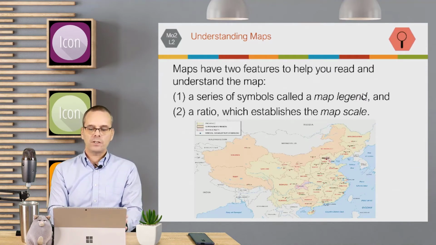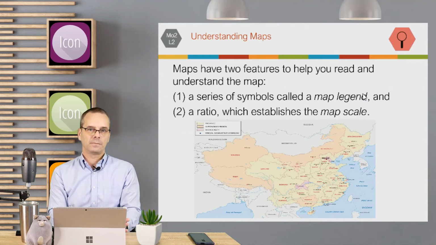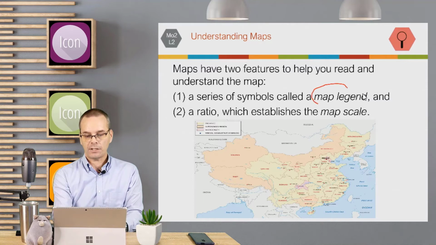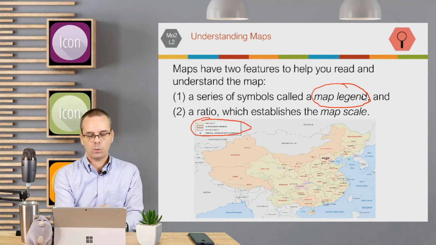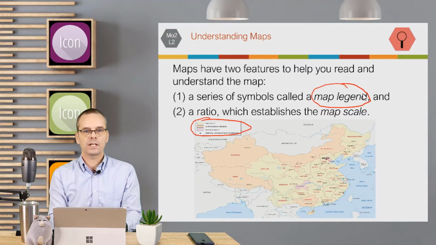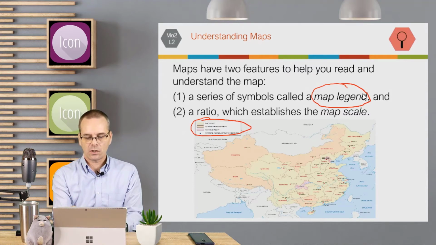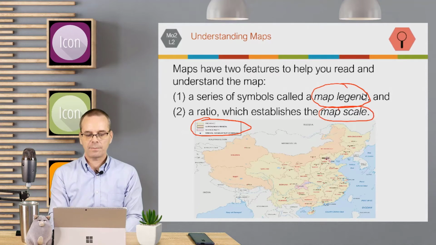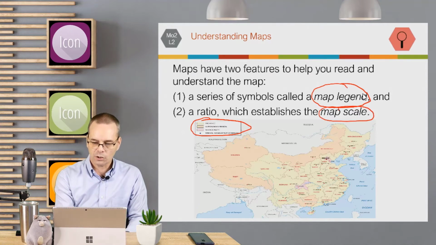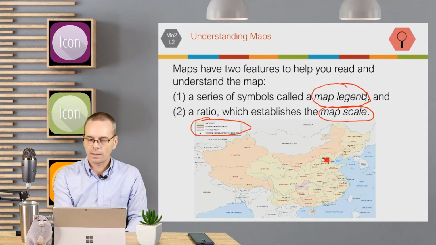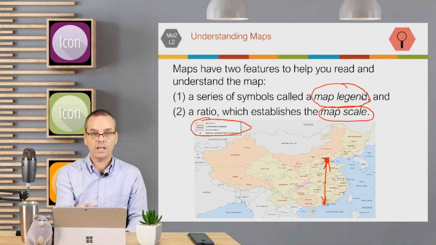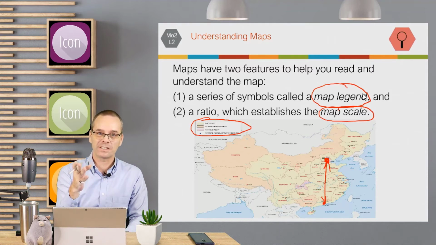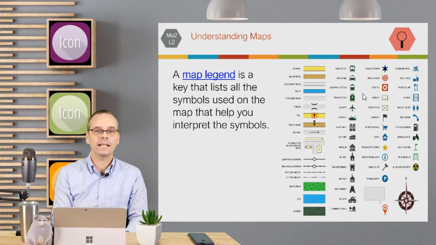Now, maps have two features that help you read and understand them. One is called a map legend, right? And that'll tell you what you're looking at, so you can understand what you're reading. And the other is called a map scale. The map scale will help you understand, let's say you're looking at Beijing right here, and you're saying, well, what's the distance from Beijing to, let's say, Hong Kong? Now, you could measure that with a ruler, but that's not the actual distance. So a map scale will help you decide what that is.